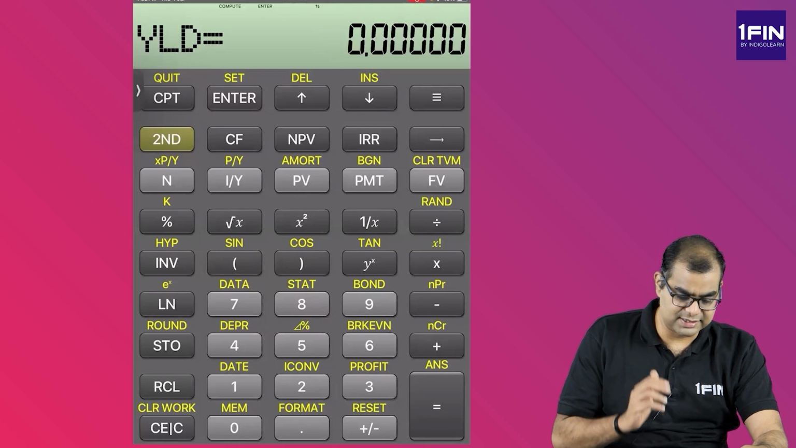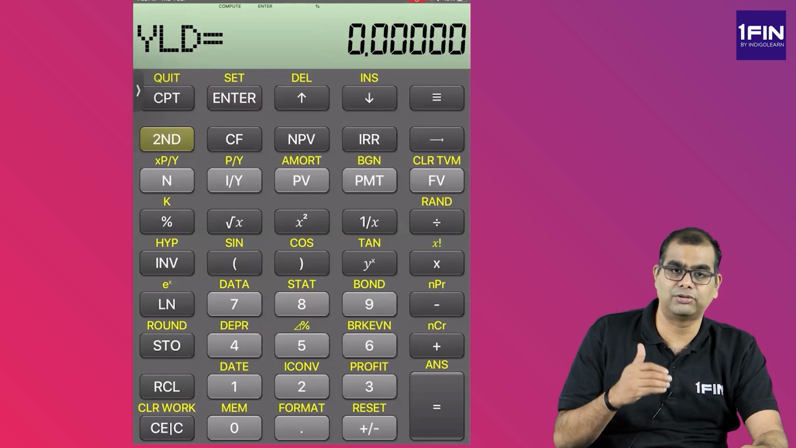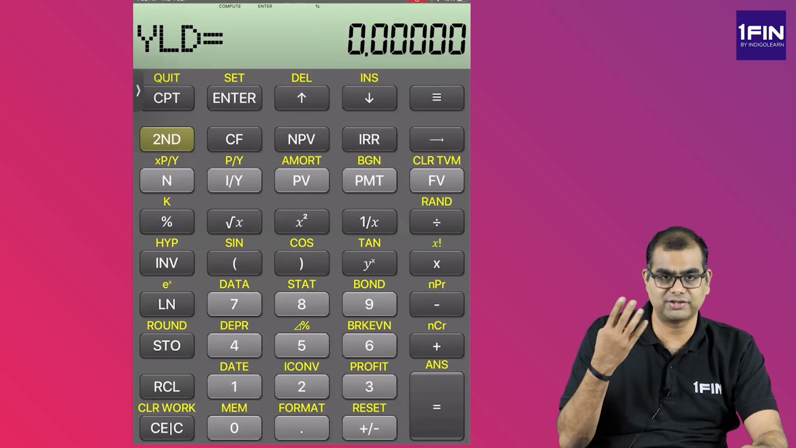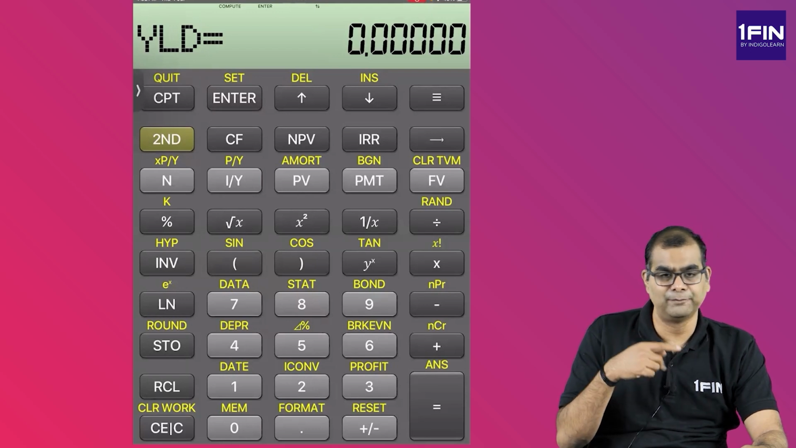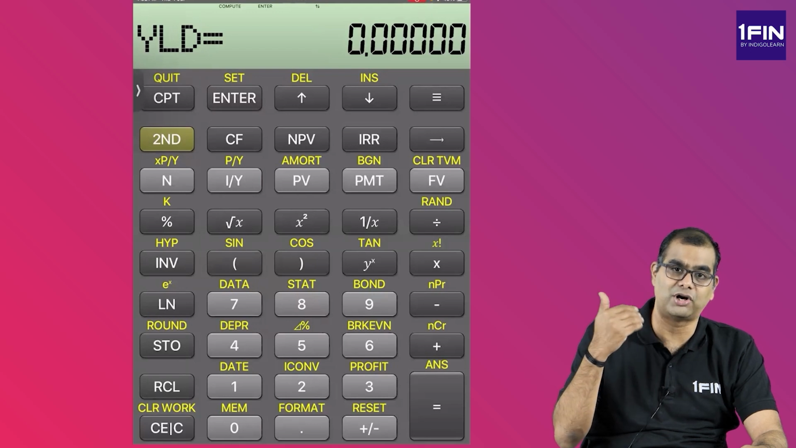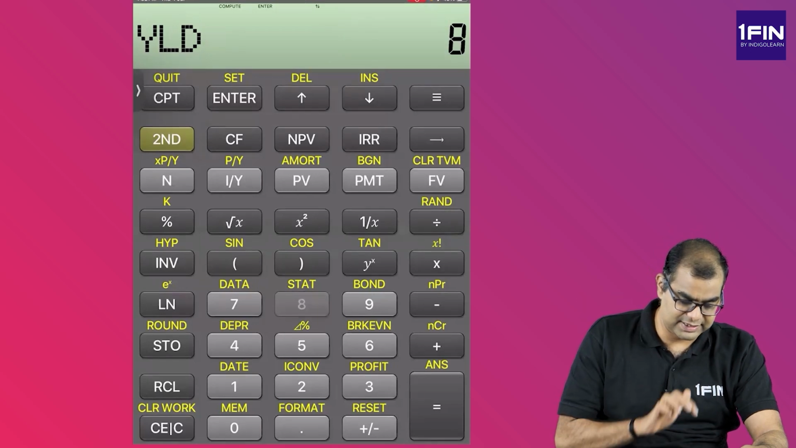Let us say the coupon is 10%, and it is an annual coupon. It is a 4-year bond. Redemption is 100. So I will keep yield as 8 so that the current price of the bond is much higher. So I will keep yield as 8.